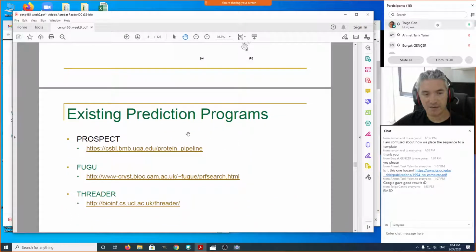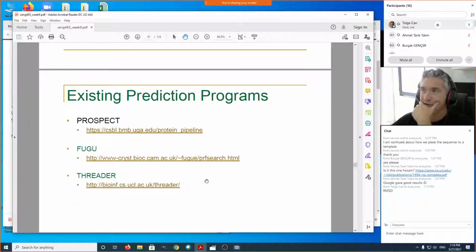There are some existing prediction programs: Threader, Fugu, Prospect. Actually, I recently did some threading, or was it homology modeling? I think it was homology modeling, for a friend of mine using a server. If I find it, I will look at my emails and share that program with you. So if you're going to do this kind of structure prediction later, you may refer to those programs.